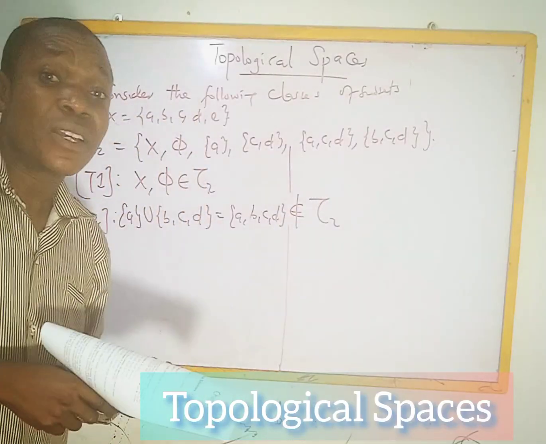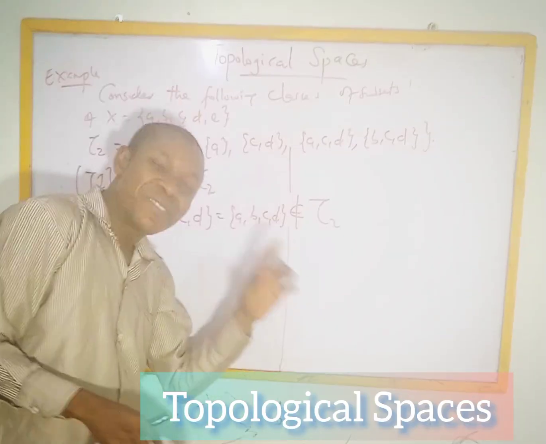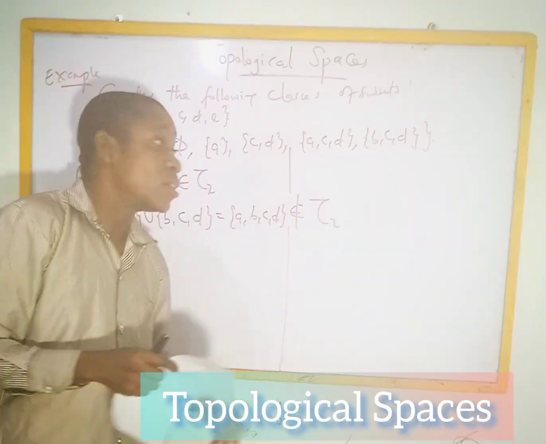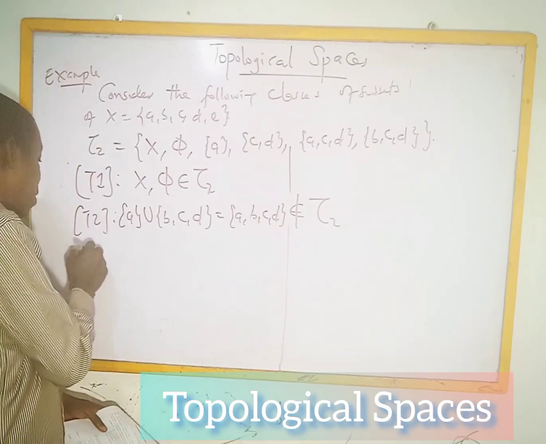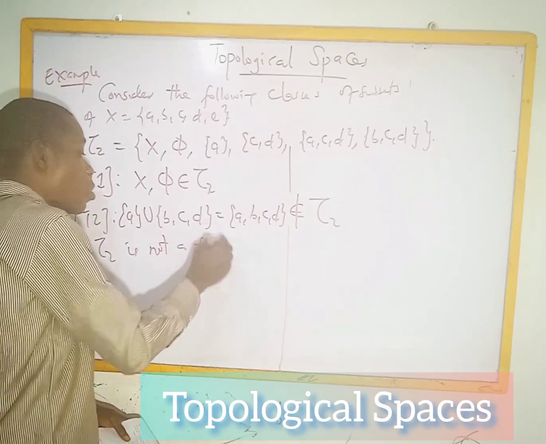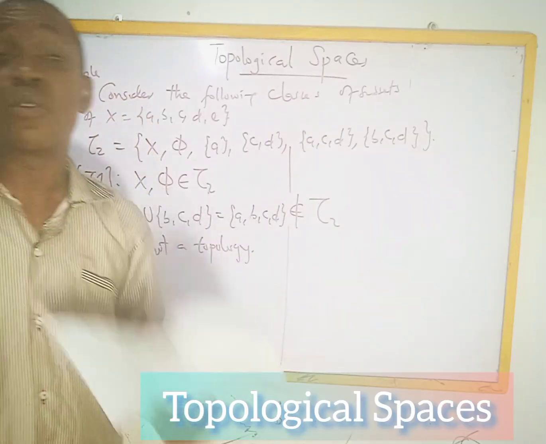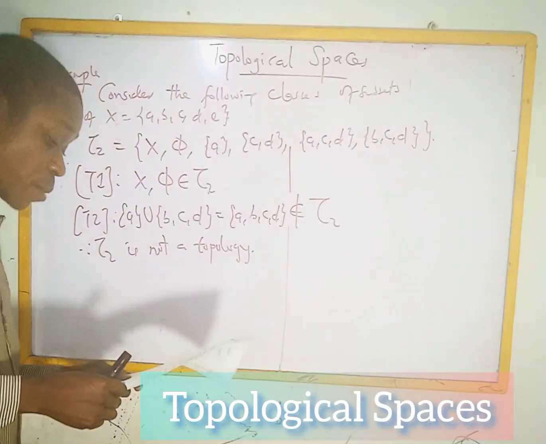So once one of the conditions is not satisfied, definitely it is not a topology. Therefore, I can say that this tau 2 is not a topology because it fails one of the conditions. Are we following now?